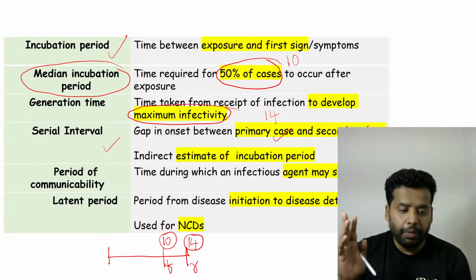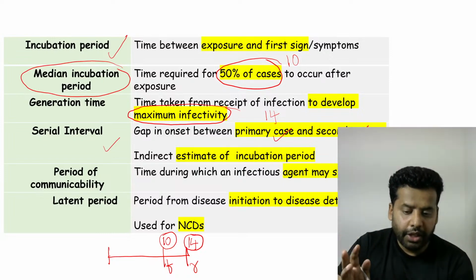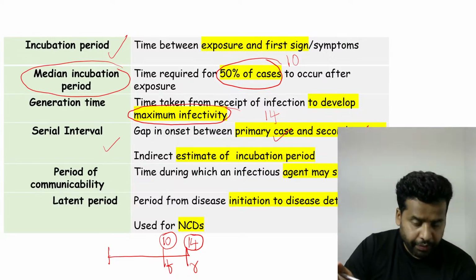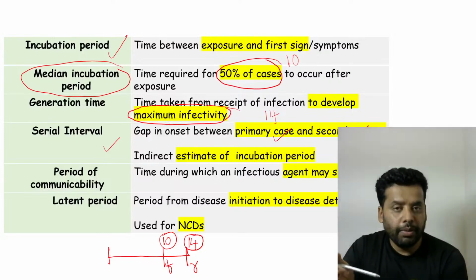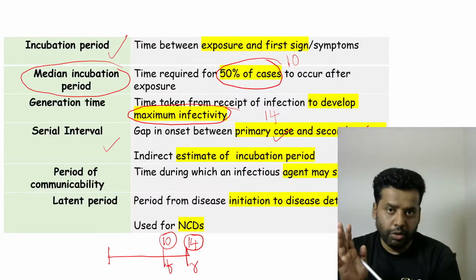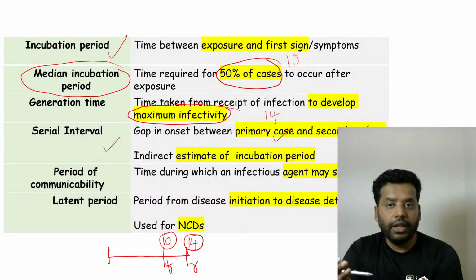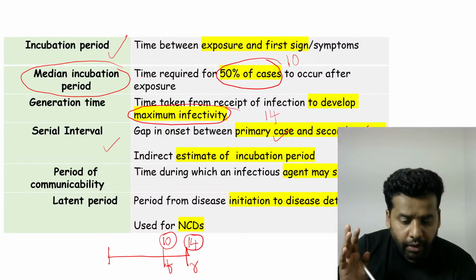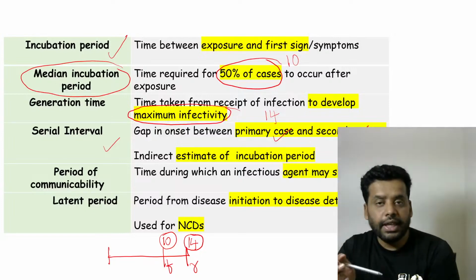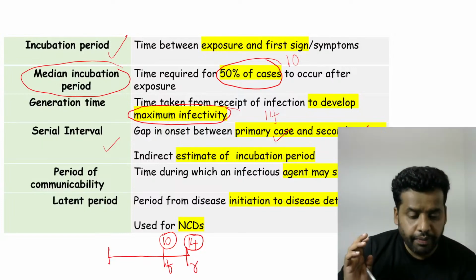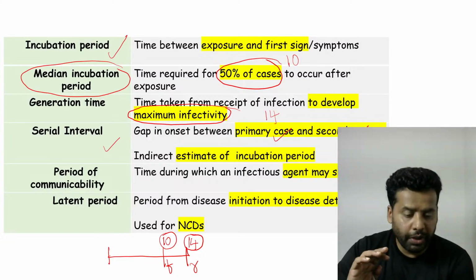So now repeat, what is incubation period? Exposure to first sign and symptom. What is exposure to 50% of the cases? Median incubation period. What is exposure to maximum infectivity? Generation time. What is gap between primary and secondary case? Serial interval. What is indirect estimate of incubation period? Serial interval.